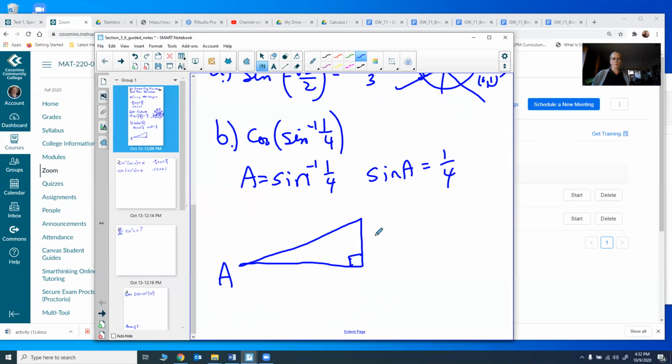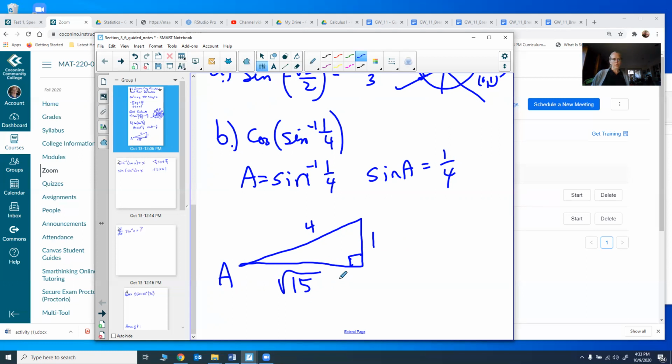So 1/4 would mean opposite 1 and hypotenuse 4. We don't have to be on a unit circle, so nothing says that the hypotenuse has to be 1. We just will make one side 1 and the hypotenuse 4. This other side, therefore, remember, it's the Pythagorean theorem: a squared plus b squared equals c squared. So 4 squared, 16, is equal to this side squared plus 1 squared. So 16 minus 1 is 15. So we get the square root of 15 as our other side, because 15 plus 1 is 16.